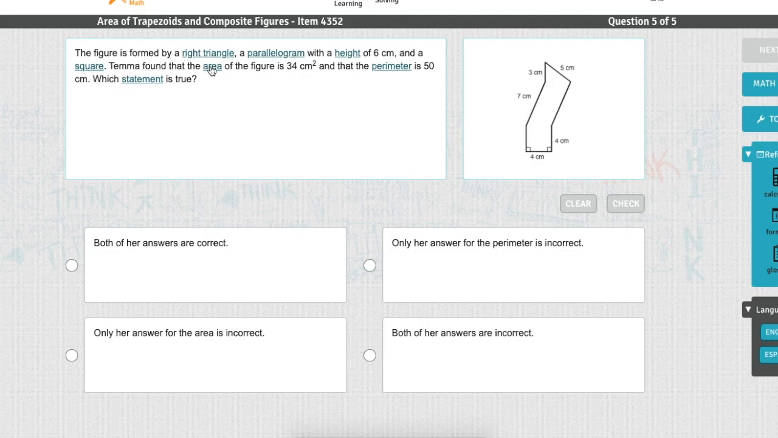Tama found that the area of the figure is 34 and that the perimeter is 50. Which statement is true? Are both her answers correct? Well, I don't know. I think we need to break it down. We'd have to look at the square first. So what's 4 times 4?